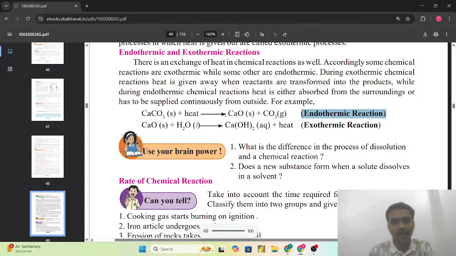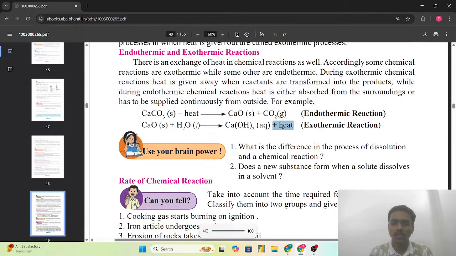So the next reaction is calcium oxide when we add water to it. As we have seen, calcium carbonate, when heat is provided, decomposes into two products: calcium oxide and carbon dioxide gas is released. This calcium oxide, the product which is formed, we are taking in the solid state. When we add water to it, it leads to the formation of calcium hydroxide plus heat.